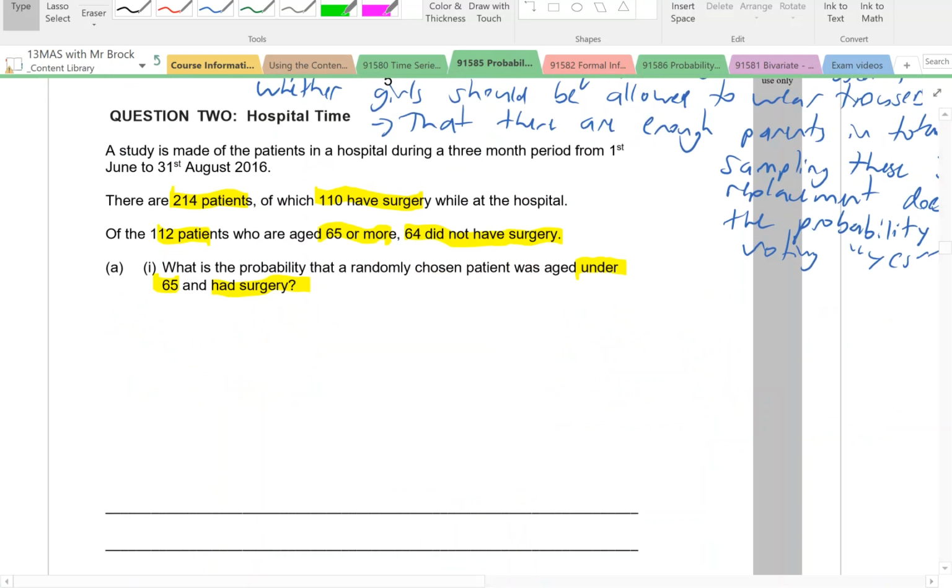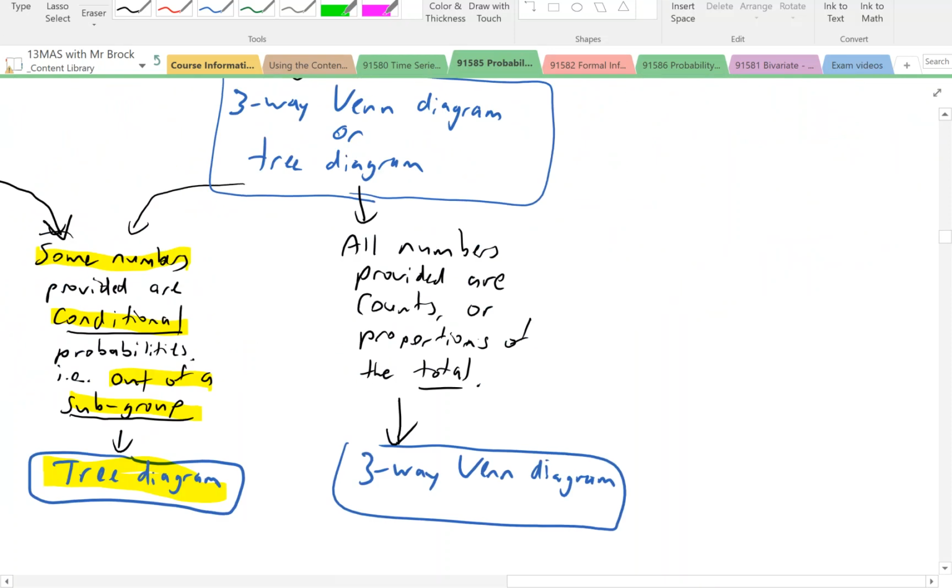So I want you to pause this video and read the question again and see if you can spot how many category variables are in this question. Hopefully you got 2. Okay, so old and young is one category variable. Surgery and not surgery is the other category variable. So basically it's surgery versus not surgery and old versus young. Okay, so let's go back to our diagram.